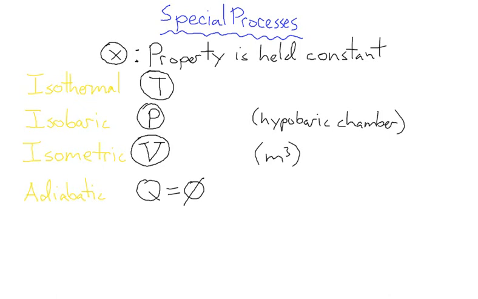So if you hear that something is fully insulated and adiabatic, that means that there's no heat transfer occurring during that process. Now, adiabatic does not mean that the temperature is constant. It only means that there's no heat transfer going in or out of the system.